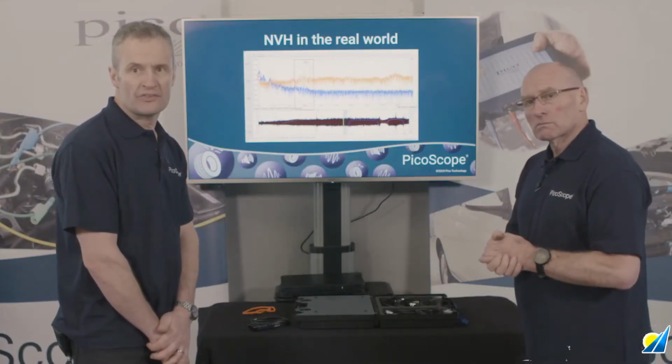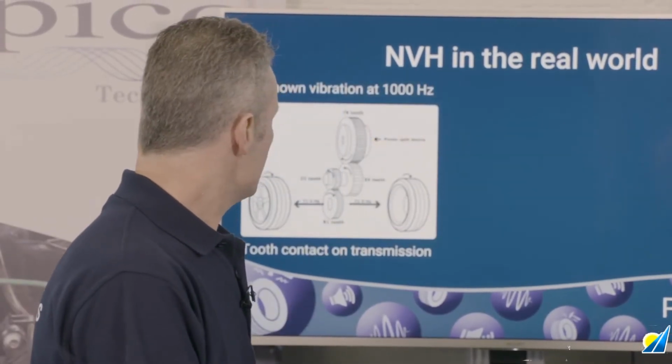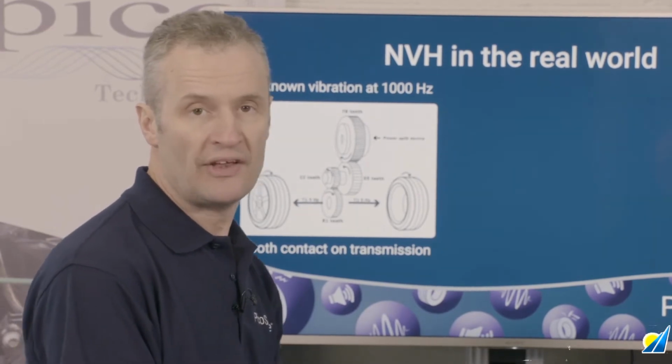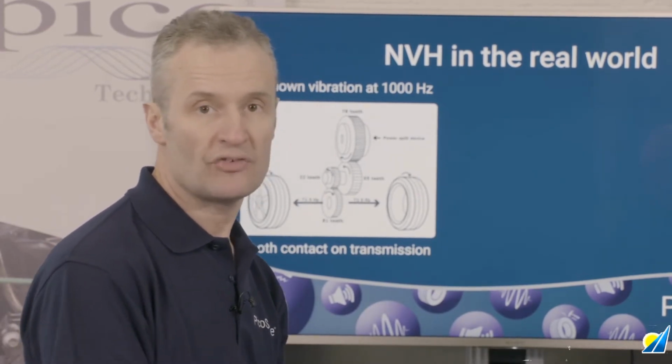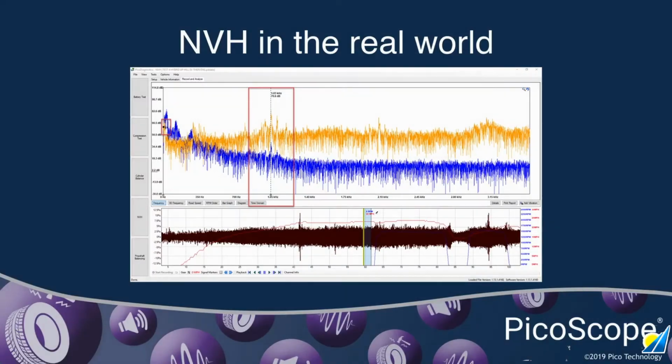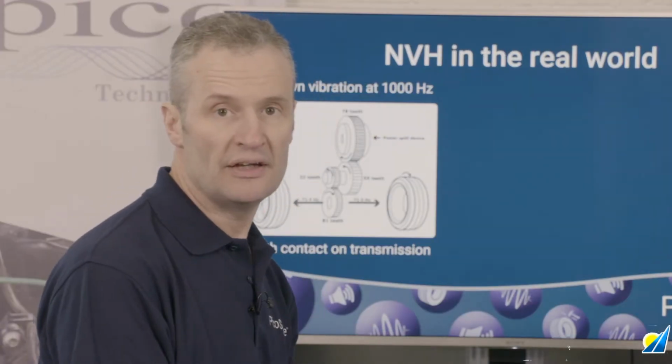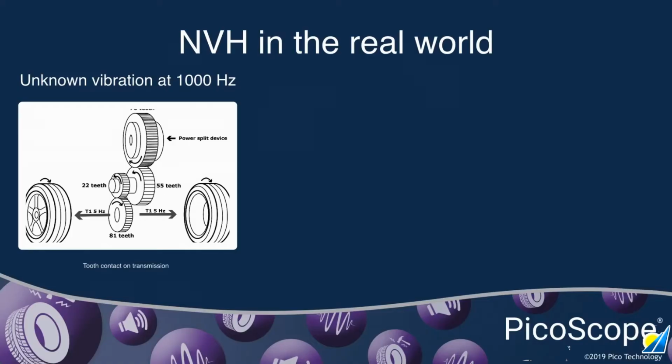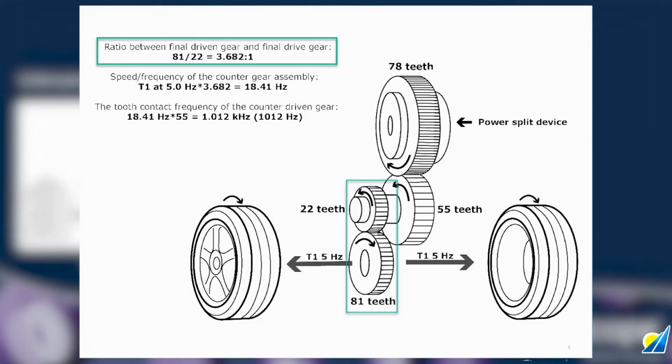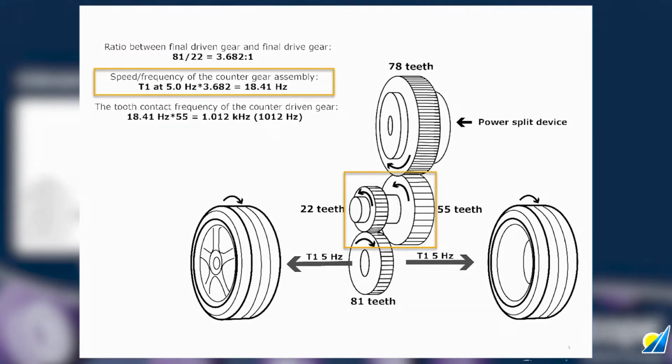So okay, we know this is the transmission, but could we drill down further by trying to work out what component within the transmission? Having an understanding of the tooth count involved for various components, what do we know? We know that T1 is at 5 hertz. So we know the rotation of what is in effect the crown wheel, that is T1. If we work out the ratio between the final driven gear and the final drive gear, we've got 81 teeth on the driven gear, 22 teeth on the drive gear. That gives us a ratio of the counter gear, this gear here, of 3.682 to 1.